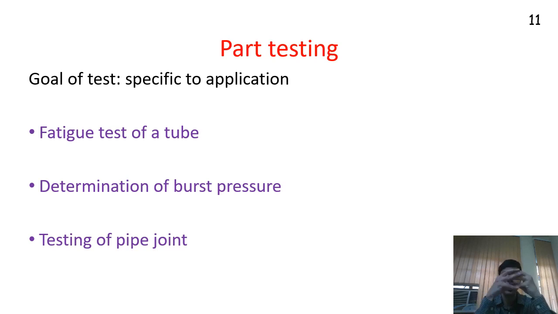Or you have two pipes which are joined to each other. What is the strength of the pipe joint? So these are the different things that you have to think. So when I'm doing part testing, I will have certain goals which will be very specific to the application, as opposed to our previous test where the coupon test was more general.